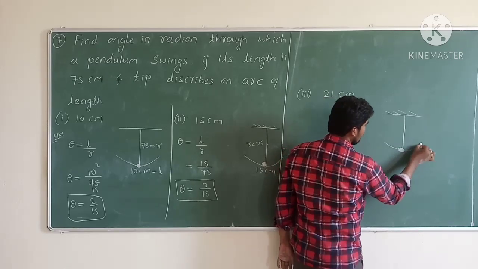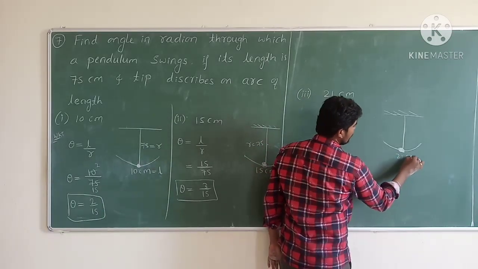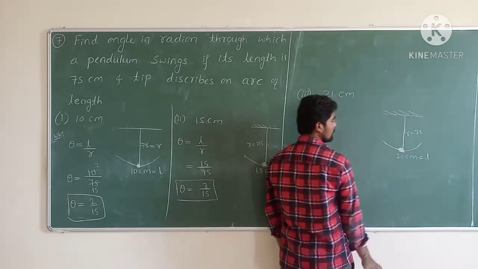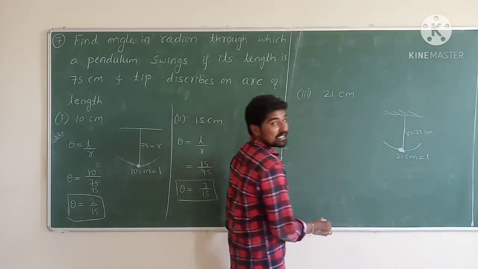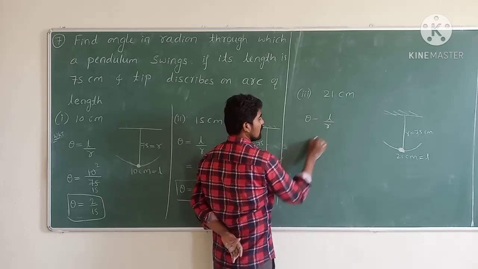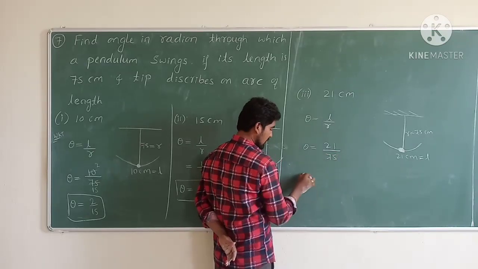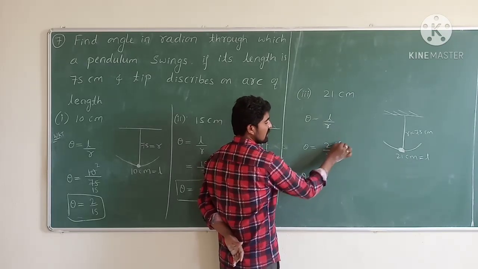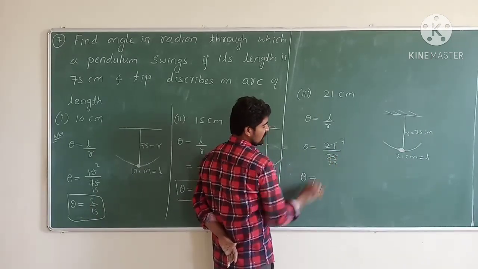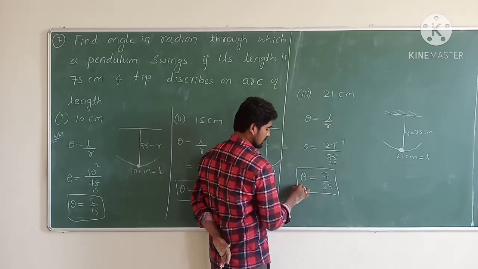And next for the third one, he has given that this is a pendulum, and the tip describes an arc of length 21 centimeter. This is L. So R is the same, that is 75 centimeter. Therefore the required angle theta is equal to L divided by R. The value of L is 21 divided by R is 75. This required angle is 3 sevens are 21, 3 twos are 6, remaining 1, 3 fives are 15. Therefore 7 divided by 25 radians.